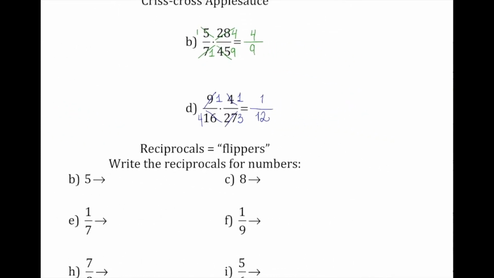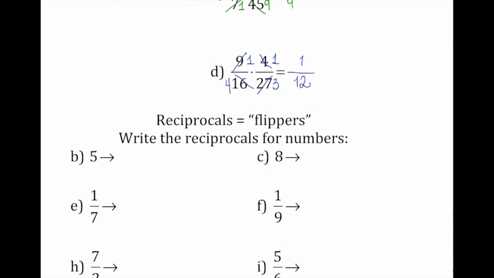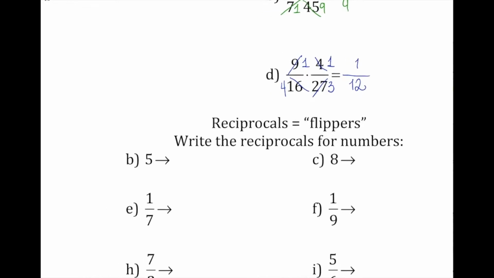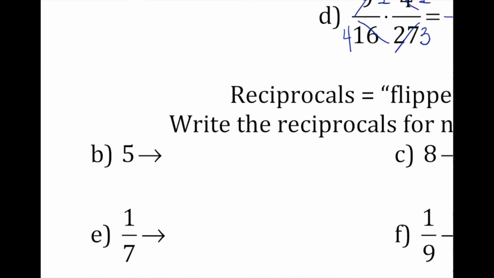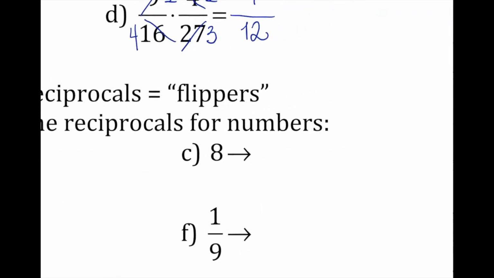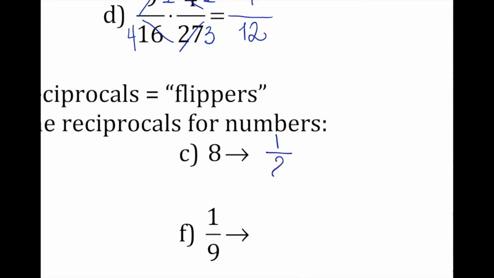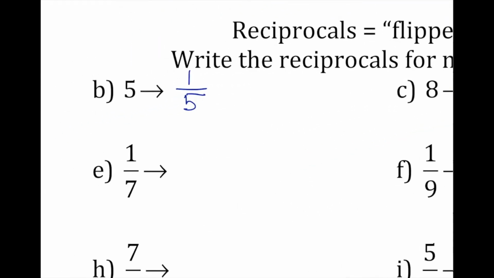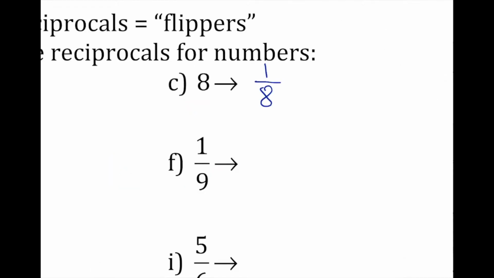Now, the next one is about reciprocals. They're also flippers. Reciprocals is when you look at a number, the reciprocal of it will be a fraction. The reciprocal of 5 is 1 divided by 5. The reciprocal of 8 will be 1 divided by 8. But if you have a fraction, the reciprocal of it will be a flipped fraction. So this will be 7/1, which is simply a 7. The reciprocal of 1/9 will be 9/1, or simply 9.